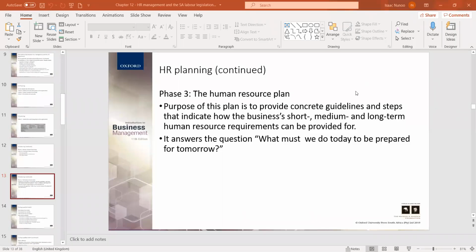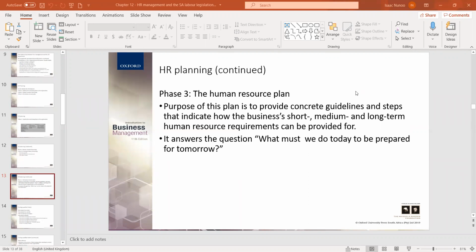The final step in human resource planning is the human resource plan. The purpose of this final step is to provide concrete guidelines and steps that indicate how the business's short-term, medium-term and long-term human resource requirements can be provided for. It has to answer the question: what must we do today to prepare for tomorrow?